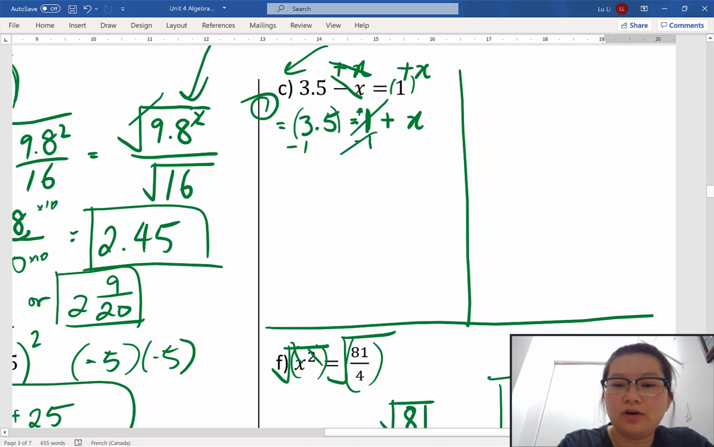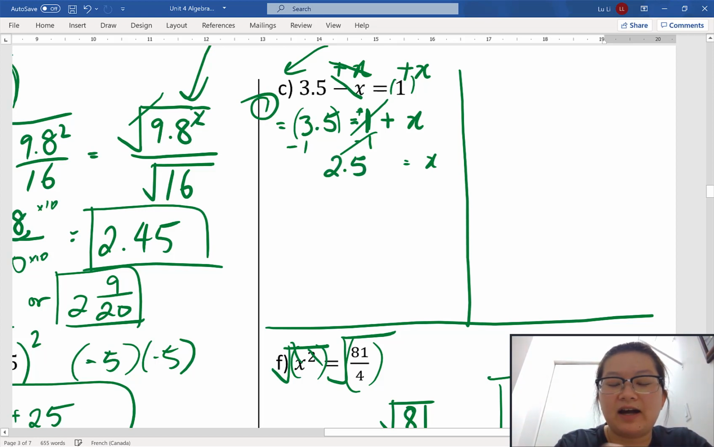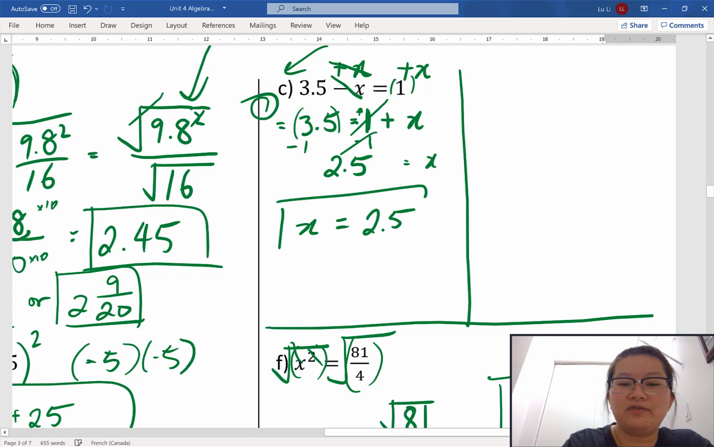Now, you might be thinking, whoa, x is on the other side now. It doesn't really matter which side x is on. It's still the same thing. I just look at the scale from the other side. So now I have 3.5 minus 1, and that's going to give me 2.5. Aha! If you like x to be on the left side, then sure, you can rewrite it. X is equal to 2.5.